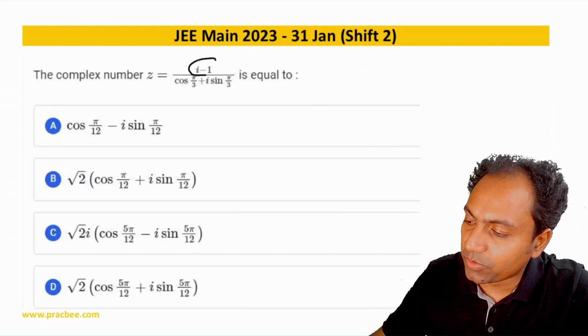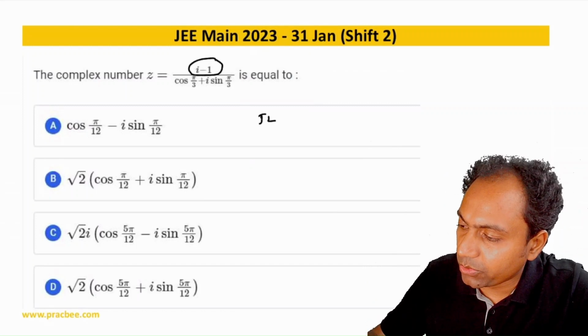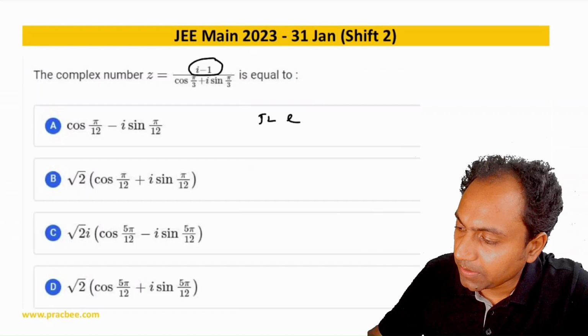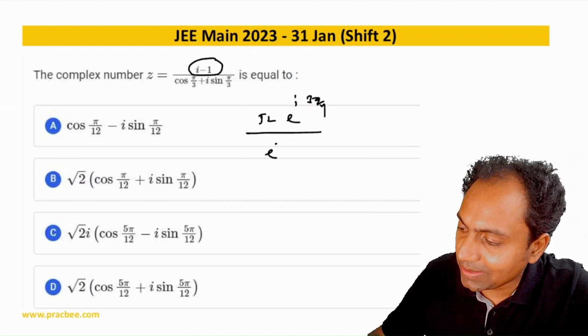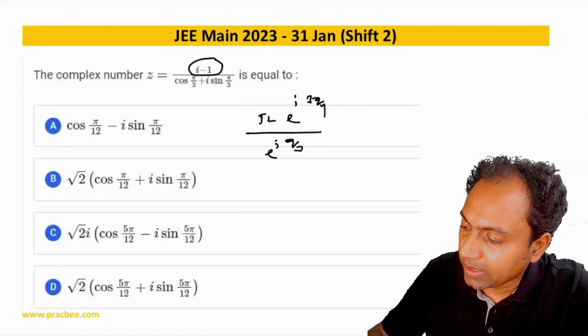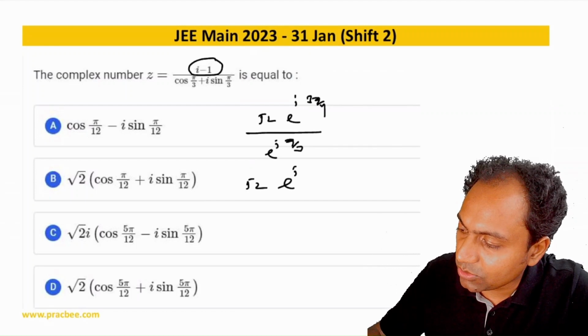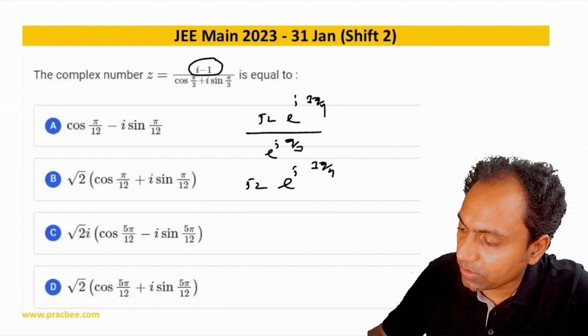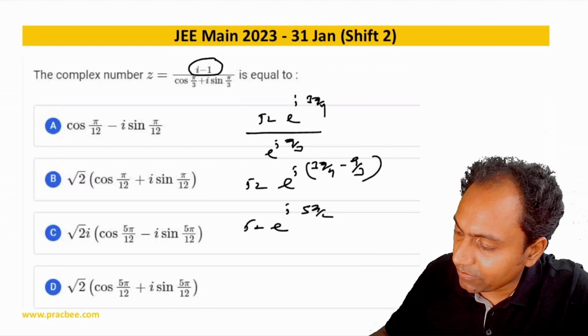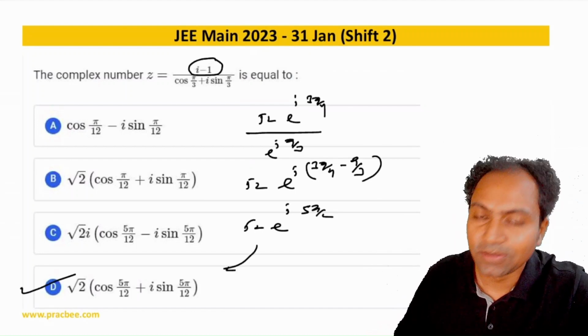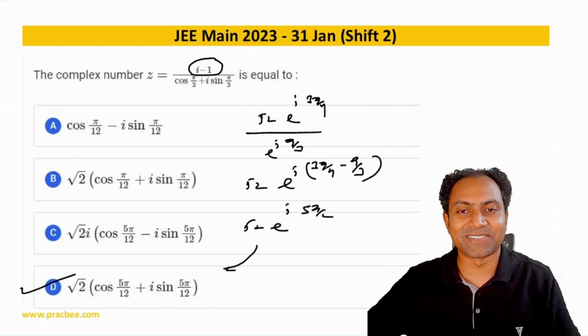Again, you can write the numerator into exponential form as root 2 e raised to the power i times 3 pi by 4. The denominator can be written as e raised to the power i pi by 3. And if you simplify it is root 2 e raised to the power i times 3 pi by 4 minus pi by 3. That is nothing but root 2 e raised to the power i 5 pi by 12. And if you see directly B option matches. So this question can be done in under 30 seconds.